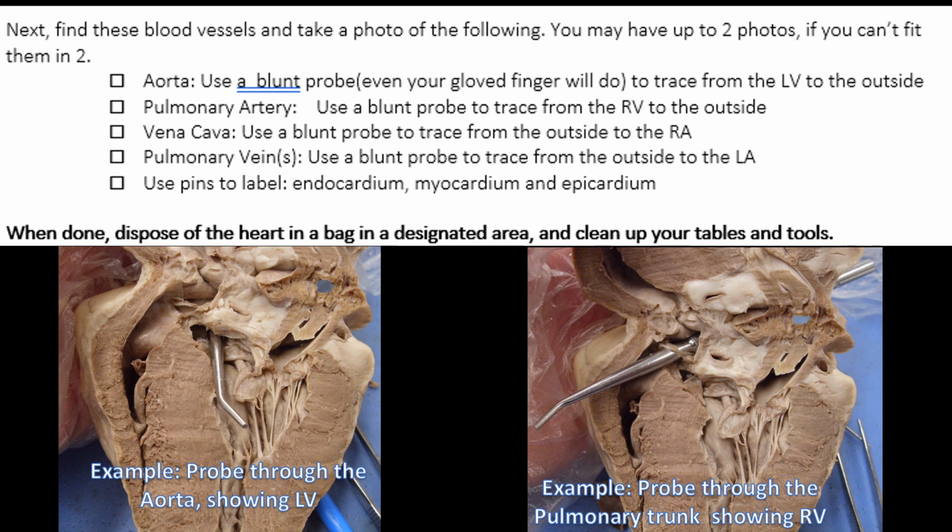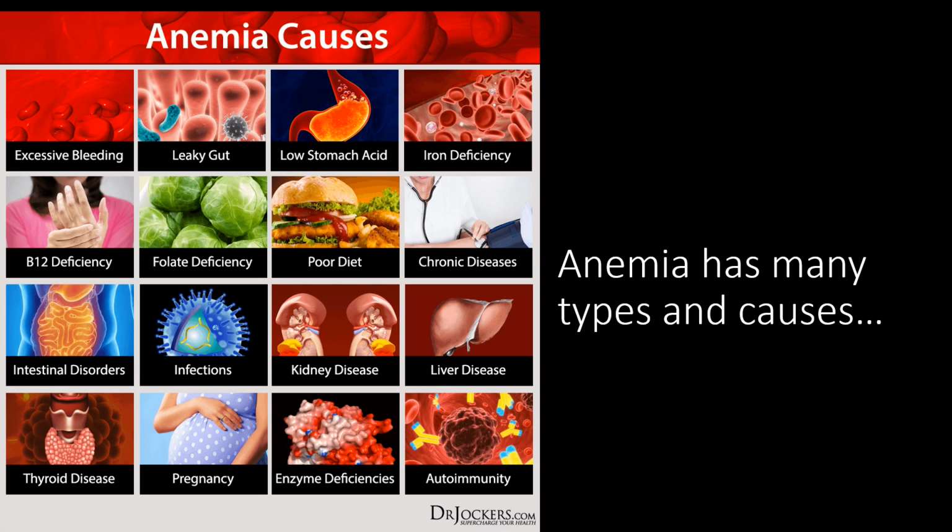In the video, you will see that we probe through the aorta, the pulmonary artery, the vena cava, and the pulmonary veins. And you would know that you're poking through the right hole because it ends up in a chamber. Whatever chamber that probe ends up in will give you a clue on what vessel you're actually probing your instrument in. Okay, the second part of the lab is the anemia.